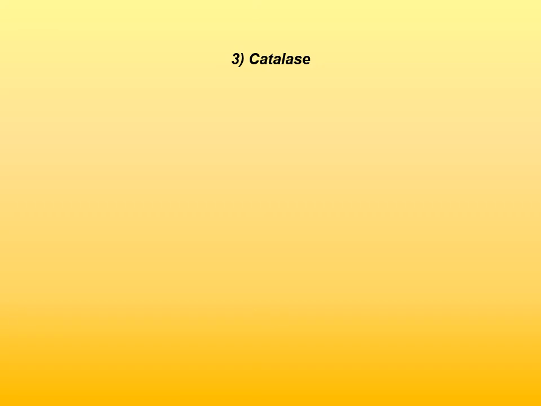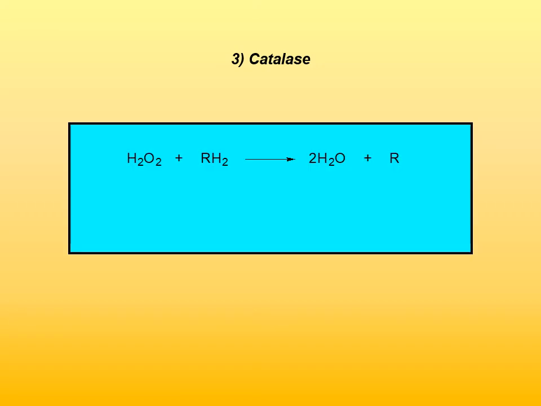Catalase is a heme-containing enzyme that utilizes hydrogen peroxide to oxidize other substrates. Large amounts of catalase are found in peroxisomes, where relatively large amounts of hydrogen peroxide are generated by various oxidation reactions. When hydrogen peroxide is present in large amounts, catalase converts it to water.